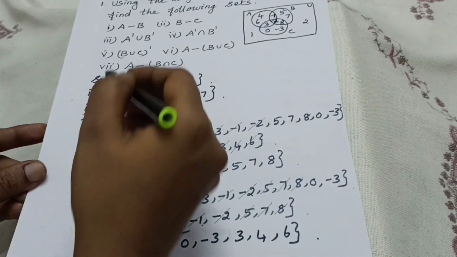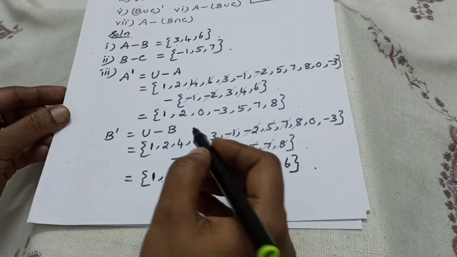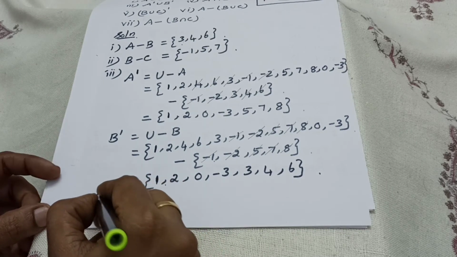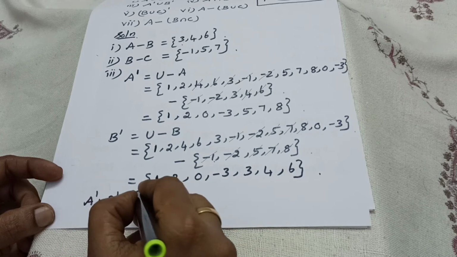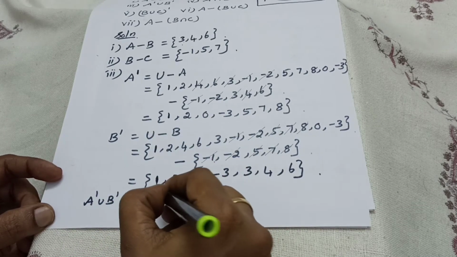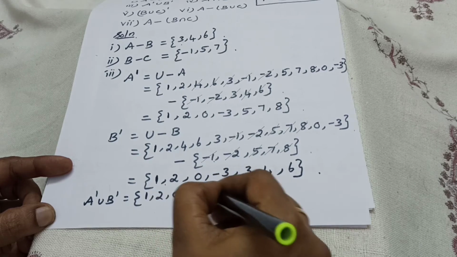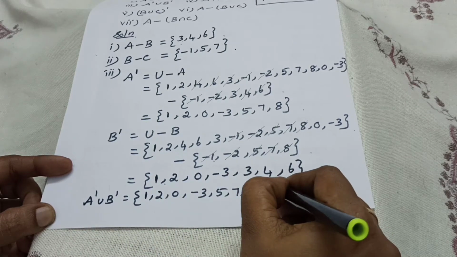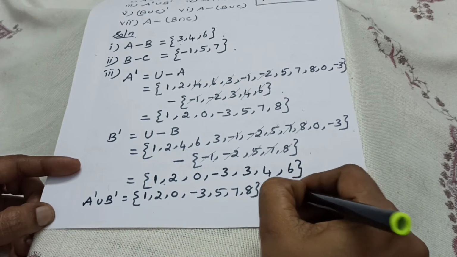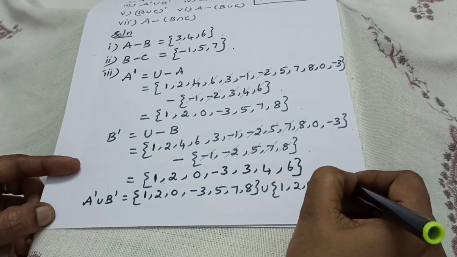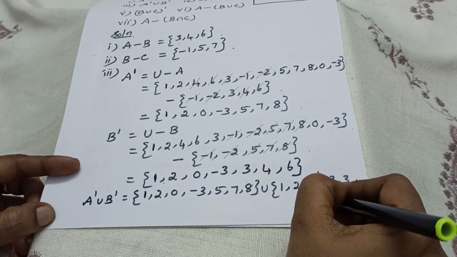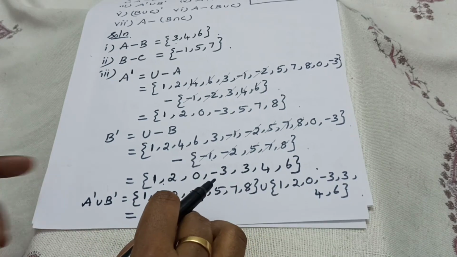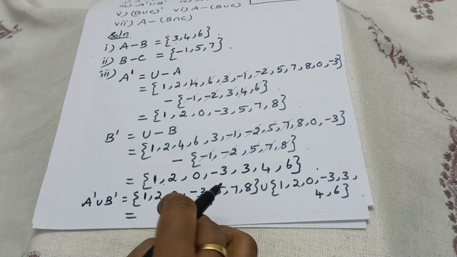Then our question is what? A dash union B dash. So A dash union B dash is equal to A dash, what are the elements? 1, 2, 0, minus 3, 5, 7, 8. Okay, this union B dash is, what are the elements? 1, 2, 0, minus 3, then 3, 4 and 6. Okay, both union, then union together we have to write.